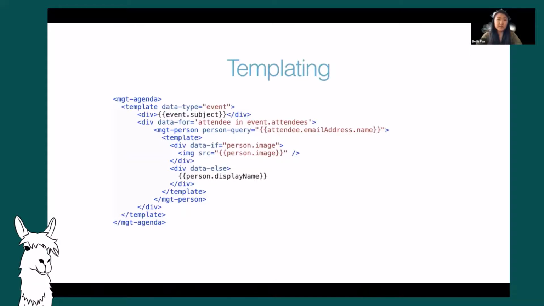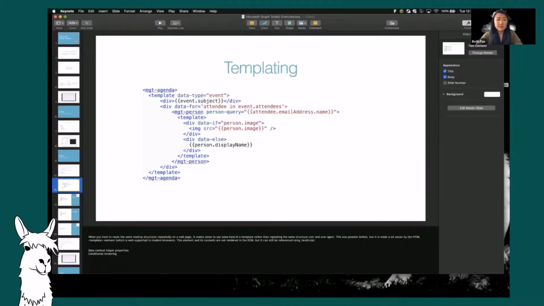For example, in this one, we're retemplating what the MGT agenda would look like by looking for the event data type and then taking all the JSON properties, or cherry-picking them out of the event JSON object, and then supplying them into an MGT person component, and then having some sort of conditional rendering also with another layer of template: if there's an image, show the image. If there's no image, then we'll show the display name.